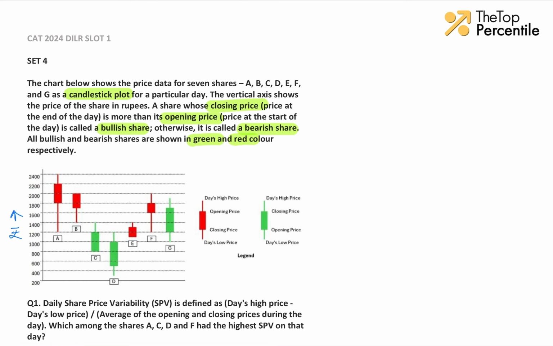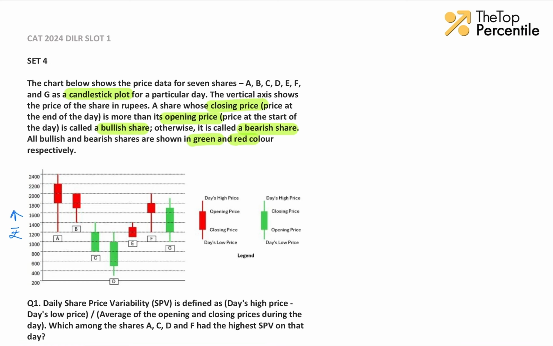So for A, lowest price is 1200, highest price is 2400. Since it is a bearish share, opening price will be 2200 and closing price will be 1800. Similarly for B, lowest will be 1400, highest will be 2000, opening price will be again 2000 and closing price will be 1700.